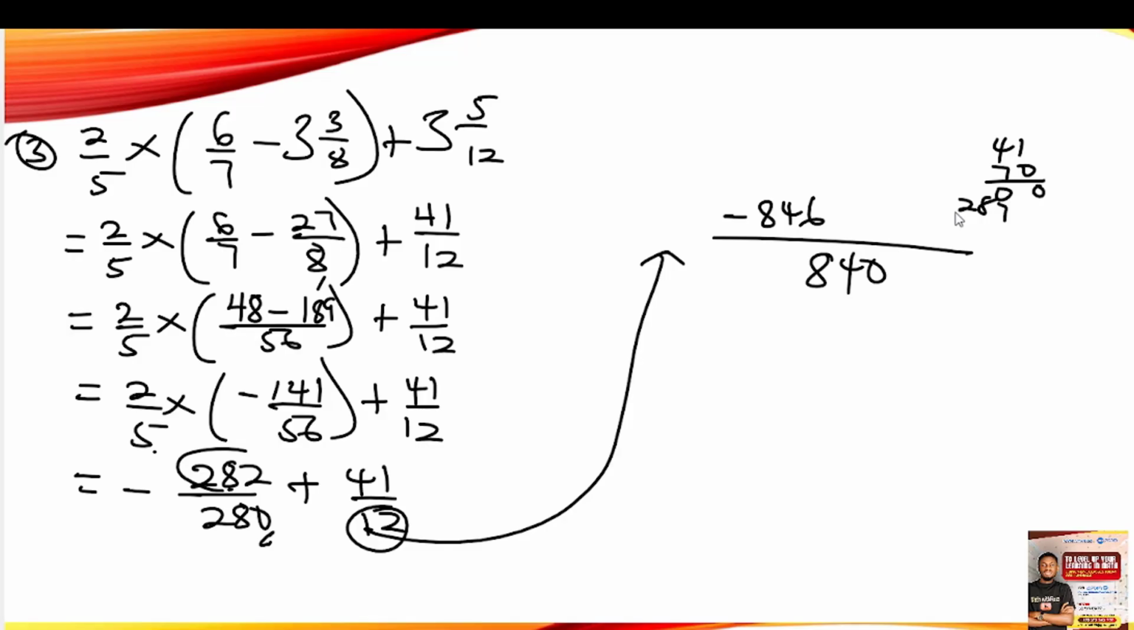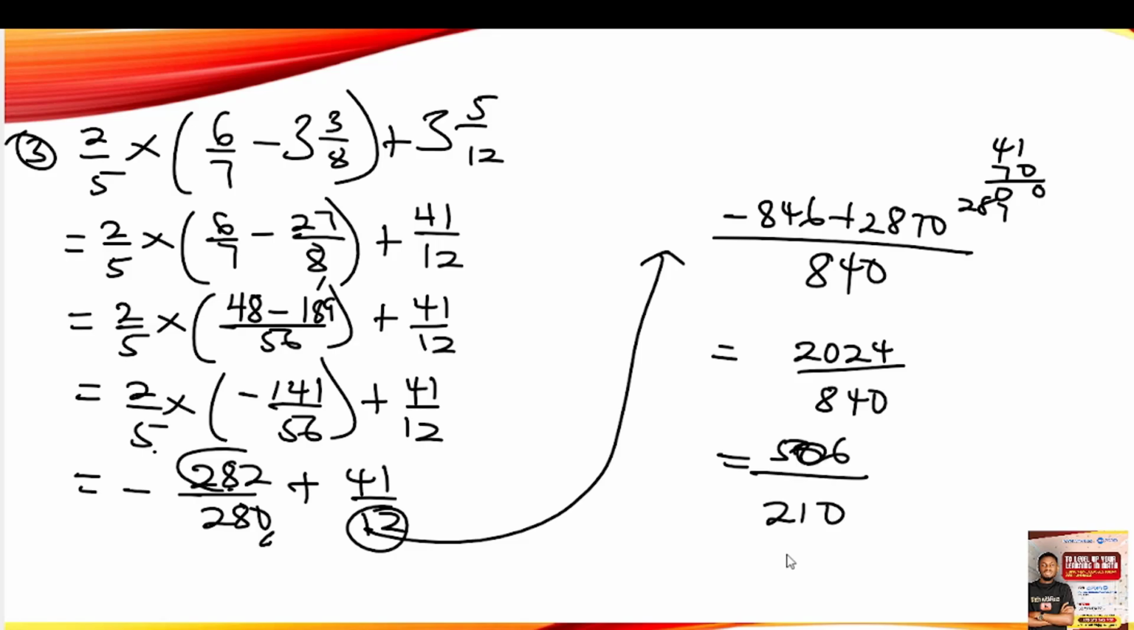Now we subtract, this one is negative 846 plus 2870, and that gives us 224 on 840. Now we can simplify. So we can use 2 or we can use 4. So when we simplify, let's use 4. So when we use 4 to simplify 224, we are going to have 56. And this same 4 goes into 840 210 times.